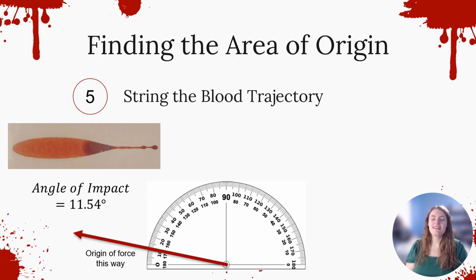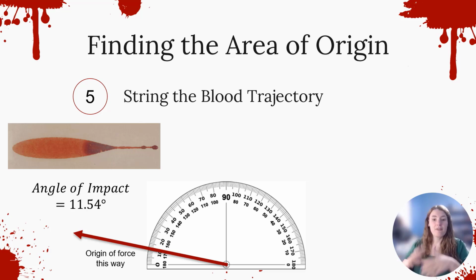Okay, so then step 5, we're going to put this all together to string the blood trajectory. We know that the location of the original force was to the left of the blood drop because the force was moving from left to right when the blood impacted the surface. We also know that the angle of impact of the blood was 11.54 degrees. Using a compass, we can string the path that the blood drop took through the air. To string a bloodstain, you need to know whether you are calculating an area of convergence or an area of origin, because it changes it a little bit.